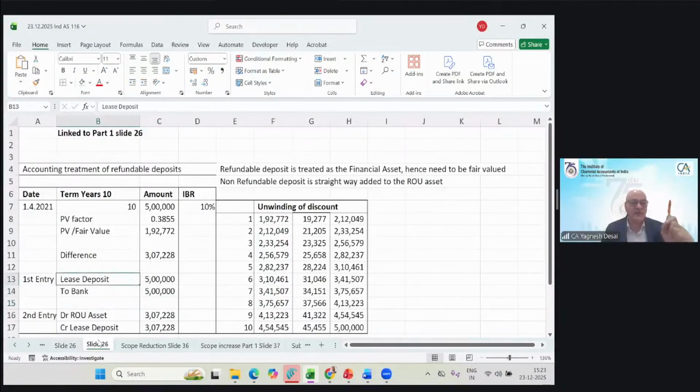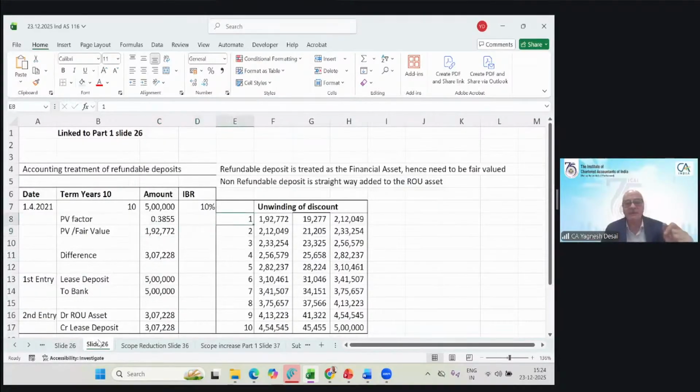So the very first entry is lease deposit account debit 5 lakhs to bank. Then ROU asset is debited by 3 lakhs 7,000 and credit is lease deposit. By that, my lease deposit will come down. I have applied Ind AS 109. This being a financial asset, it has to be measured at fair value initially also. This is my fair value measurement.